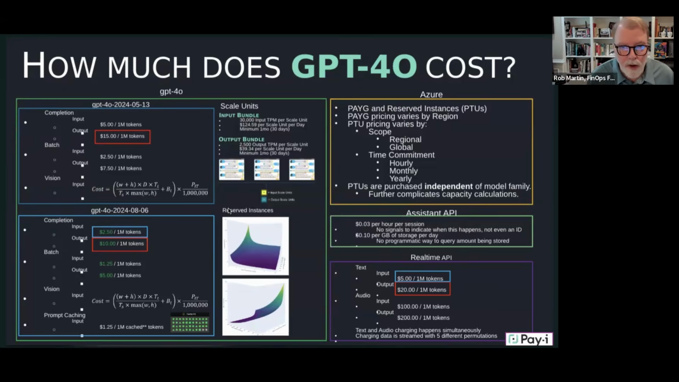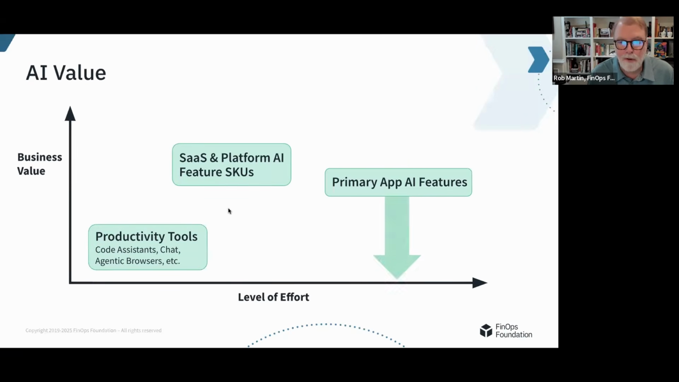Okay, so moving on, we want to try to get the different opportunities that we've got to use AI. Again, bringing our business leaders and our engineering leaders together to plot out the things that we want to work on. Are they productivity tools that are going to give us internal productivity, things like code assistants and chatbots? Are they SaaS features in existing SaaS or platform AIs that we use today, or are they things that we're developing in our primary applications?